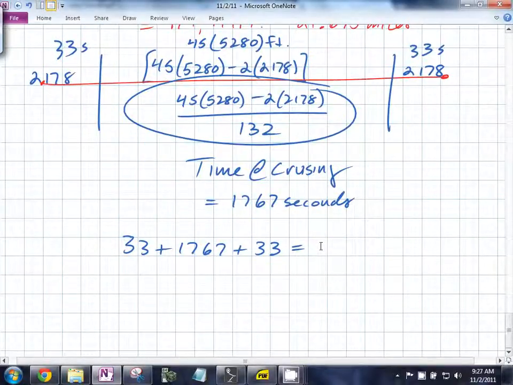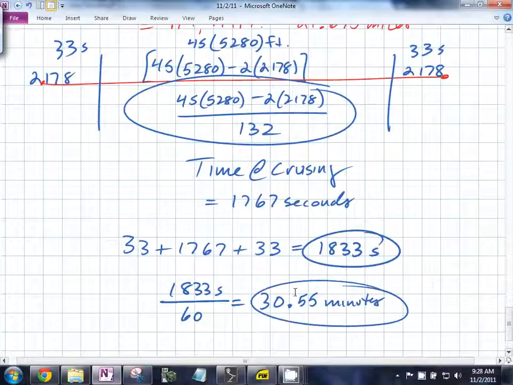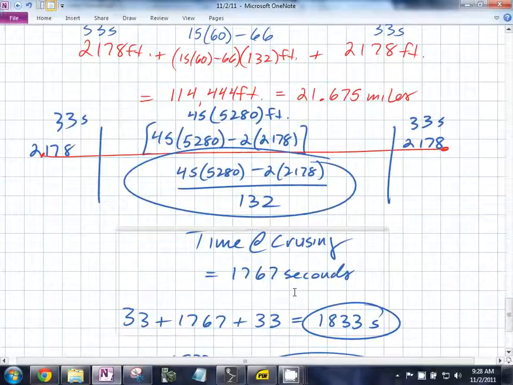The key thing that we figured out already, the hardest part, was we know it takes 33 seconds and it travels 2178, right? So this is actually irrelevant. We just need to know the distance. We already know the time. That comes in at the end. So we know that's how many feet it has to travel. Distance divided by rate is equal to time. So we got the time at cruising. This is the time accelerating, decelerating. So the total time is 1,833 seconds. All right.